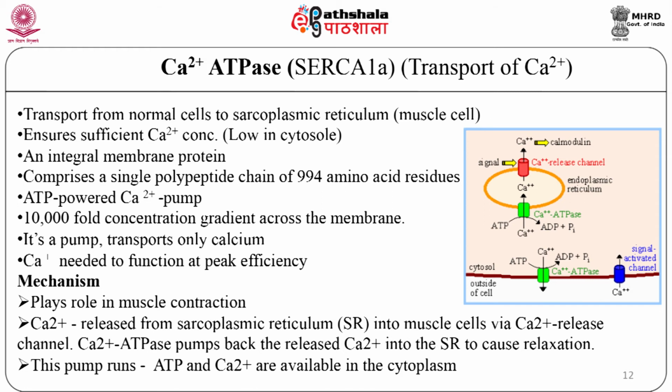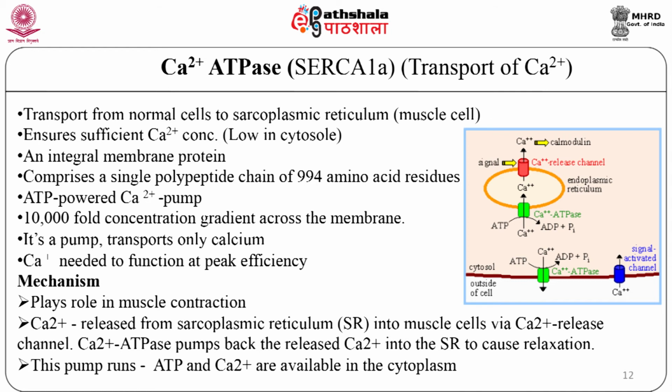They are integral membrane proteins. They are comprised of a single polypeptide chain of 994 amino acid residues. They are ATP powered Ca2+ pumps, and they transport only calcium. Ca2+ is needed by muscles to function at peak efficiency. Now let us see the mechanism. These play a role in muscle contraction.